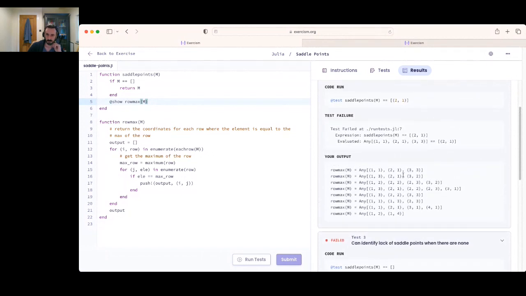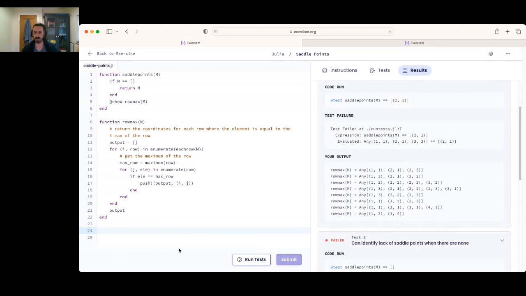Let's see if we can figure out which test that's supposed to be. So this will be this one. 1, 1, 2, 1, and 3, 3 is not equal to 2, 1, but 2, 1 is there. Okay, so I feel like this is working. I feel like this is doing what I expect it to do. So let's crack on and assume that I'm correct.